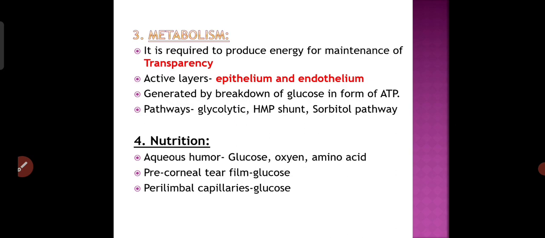Finally, the nutrition of the cornea is derived in three different ways. The aqueous humor provides the glucose, oxygen, and amino acids to the cornea. The precorneal tear film and the perilimbal capillaries, both of them provide glucose to the cornea.